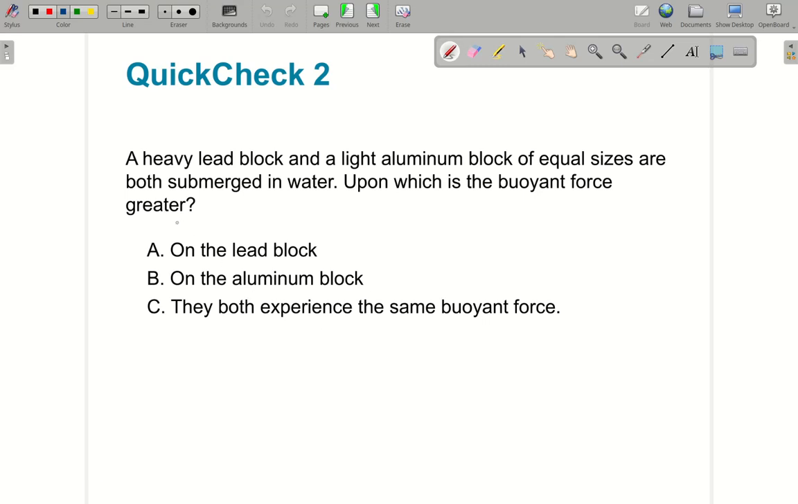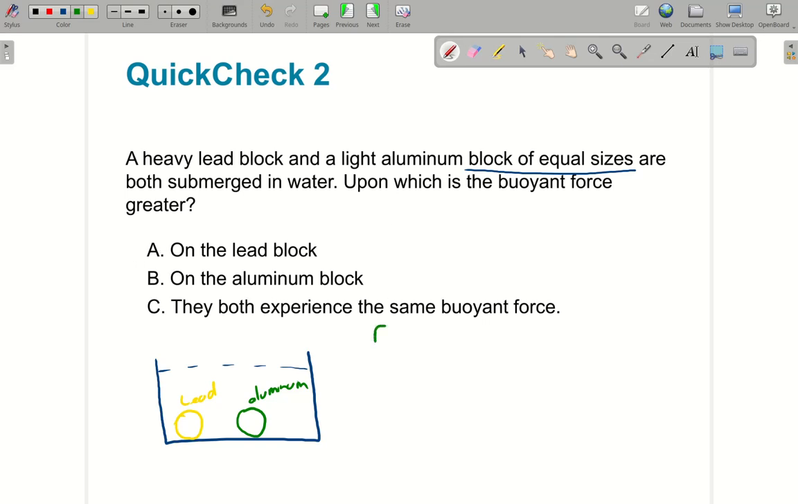Now a quick question here. A heavy lead block and a light aluminum block of equal sizes are both submerged in water. When we say submerged, we mean all of their body is in the water, right? So we have the same size of a heavy lead and aluminum, but they are the same size, right? Which one is aluminum? Upon which is the buoyant force greater?